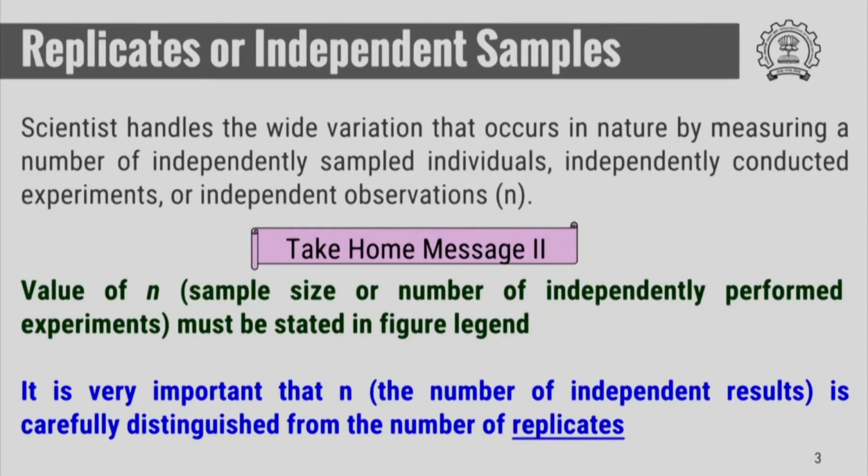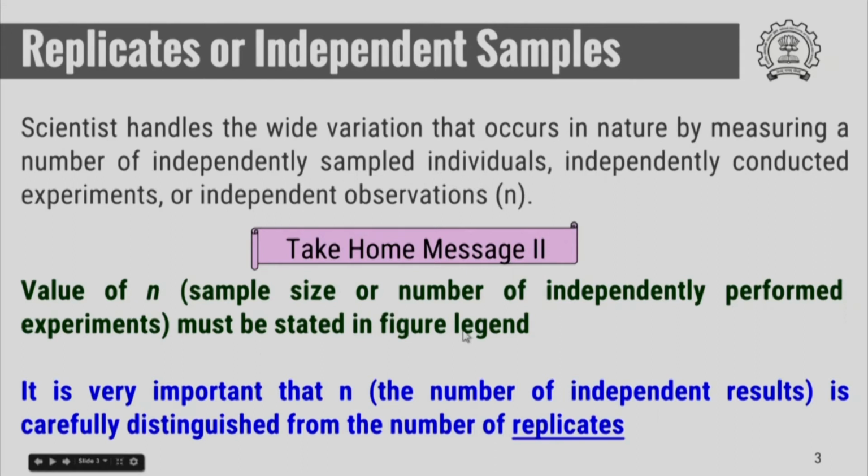Scientists often handle the wide variation that occurs in nature by measuring a number of independently sampled individuals, independently conducted experiments or independent observations, and that is called your sample size, small n. And therefore, the second very important take home message for you is that the value of small n, the sample size or number of independently performed experiments, must be stated in the figure legends.